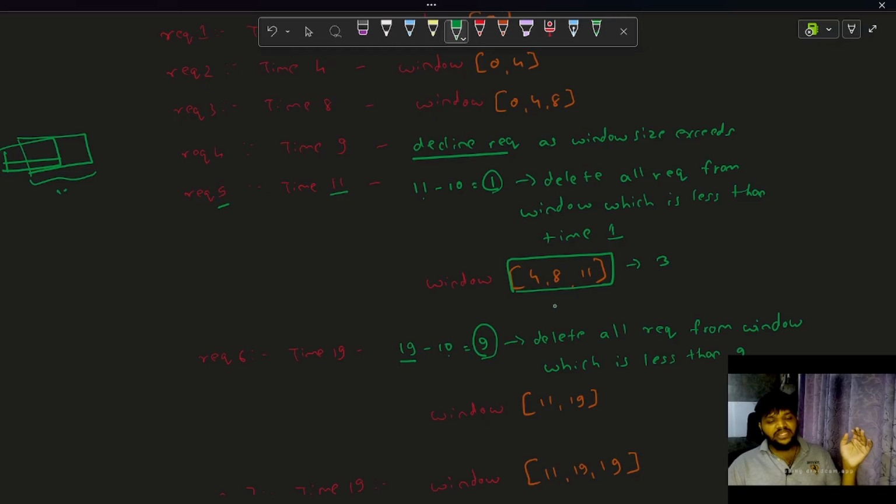So here 4 and 8. These are the 2 requests which I received before 9 seconds. So this is setting a bar basically. Like before this particular time, remove all the requests. So now what would happen? 4, 8 and 11 was there.